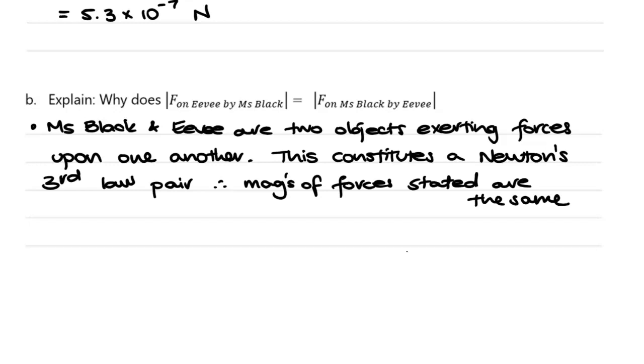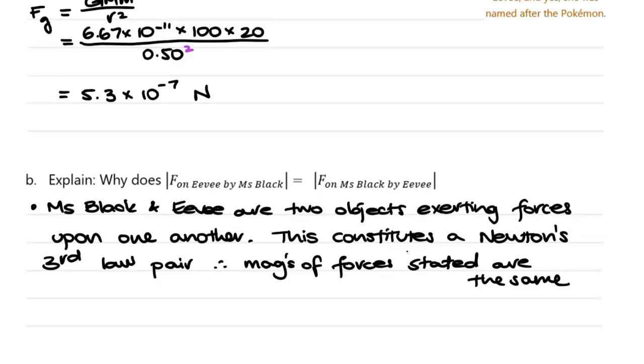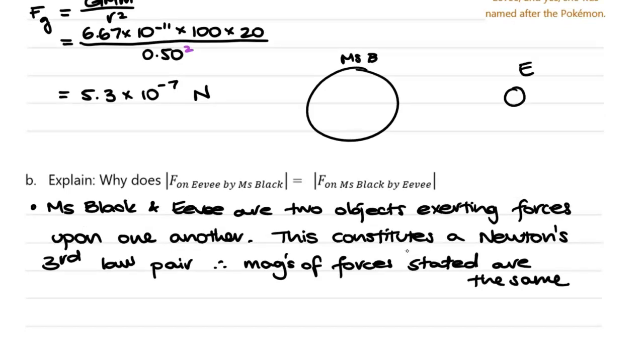Now, remember, we would just represent that as Fg, like we were doing calculations before. But the important thing to note here is Miss Black, being significantly more massive than Evie, the forces between them both are the same. And again, that's because of Newton's third law pair situation. I will link a video that talks about Newton's third law if you need a little bit of a reminder, because it has been a little while since we've done that.